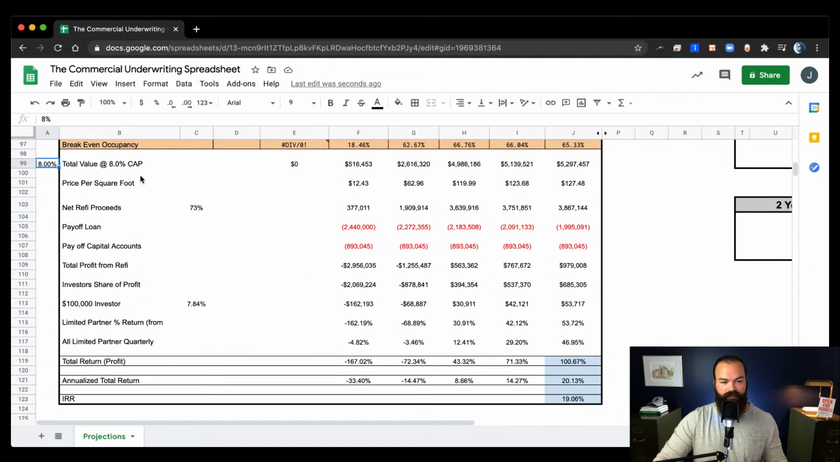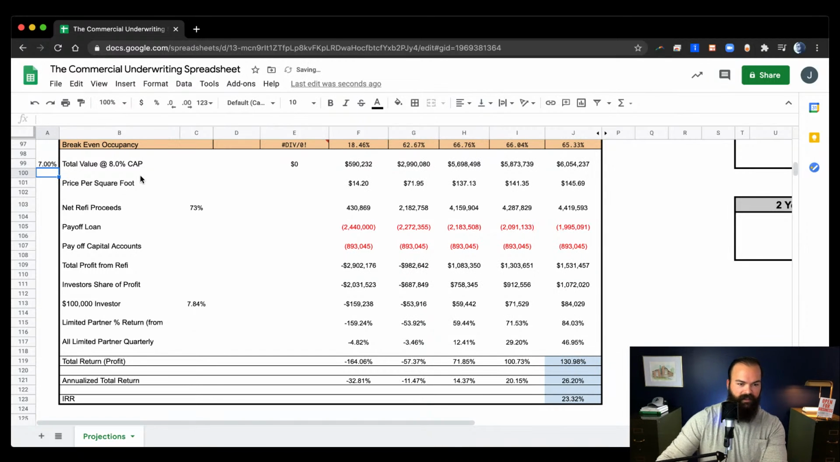Now, let's change the cap rate. To be honest with you, an 8 cap on a 9-story tower in downtown Chattanooga is just not going to happen. That's way, way, way too low. So I would say you're probably going to be in the 6.5 to 7 cap range. Let's just say it ends up being a 7 cap. Let me change this real quick.